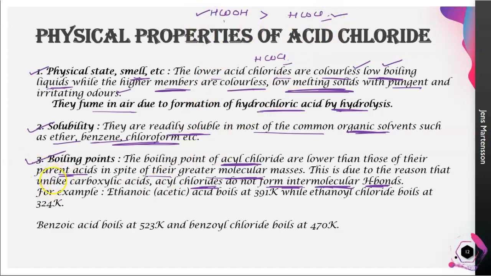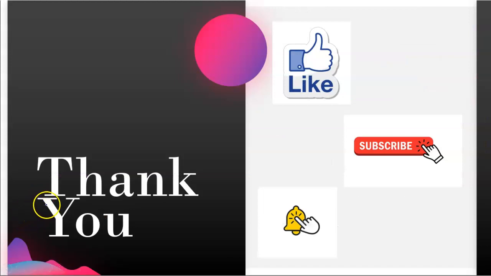So a question can come over here: why do parent acids have a higher boiling point as compared to acid chlorides? The answer is that acid chloride does not form intermolecular hydrogen bonding, which is why it has a lower boiling point as compared to the parent carboxylic acid. An example has also been given. Ethanoic acid boils at 391 Kelvin while ethanoyl chloride boils at 324 Kelvin. Similarly, benzoic acid boils at 523 Kelvin and benzoyl chloride boils at 470 Kelvin. Correct?